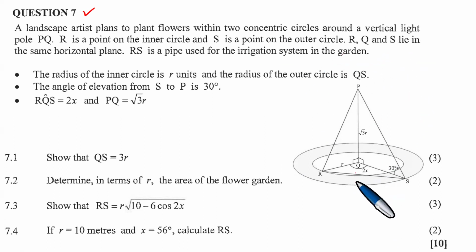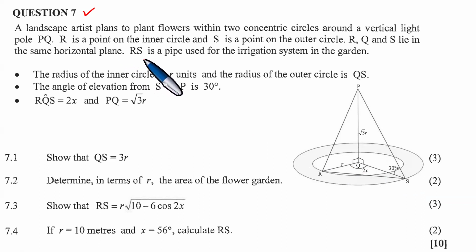Here is a vertical light pole PQ. R is a point on the inner circle, and S is a point on the outer circle. R, Q, and S lie in the same horizontal plane.